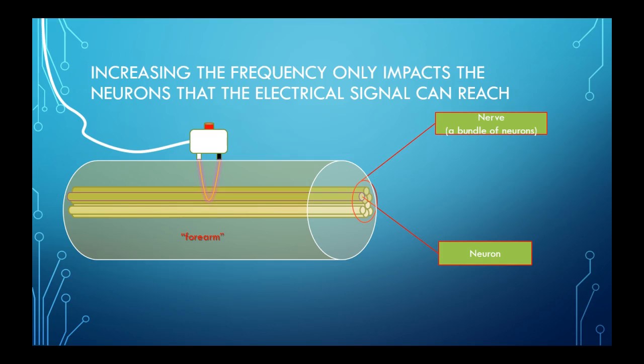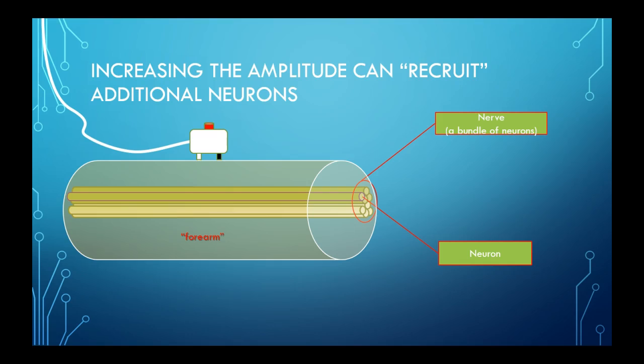In order to recruit more motor neurons and to then get a larger muscle response for a larger population, we increase the amplitude or voltage of the signal. When you increase the voltage of the signal, then you can sample a larger population of neurons, and then they will respond. And if you give a single pulse, you'll get a twitch.